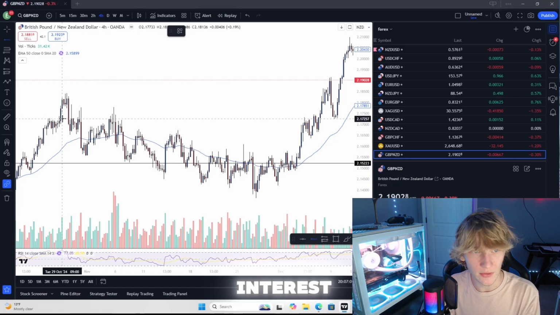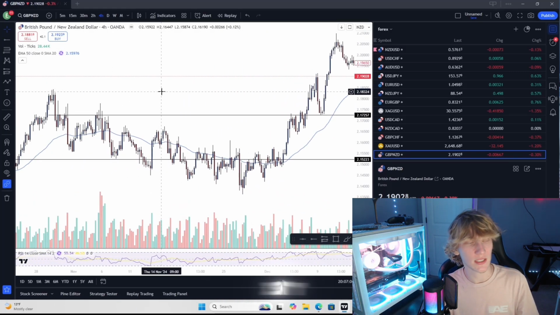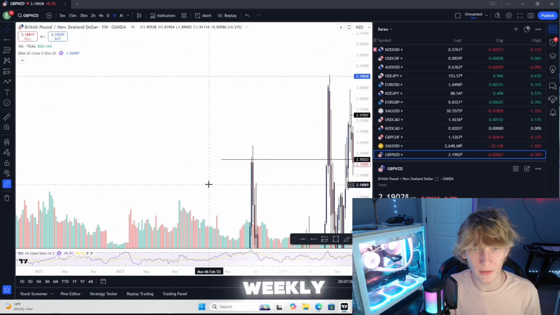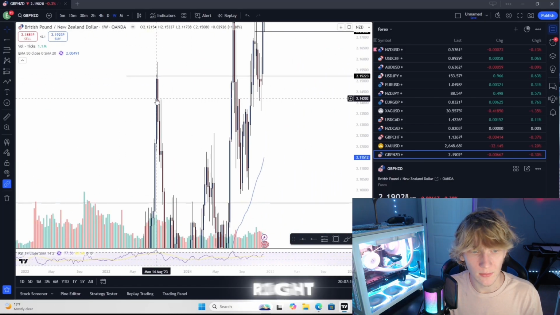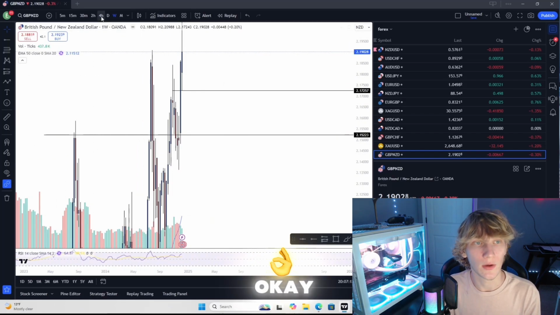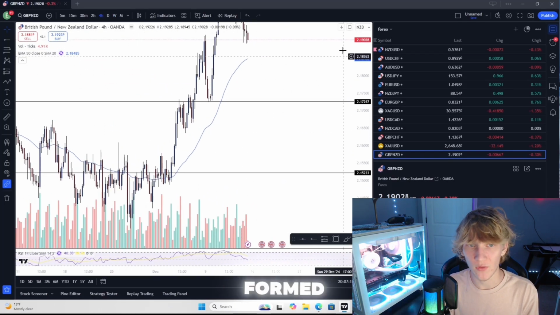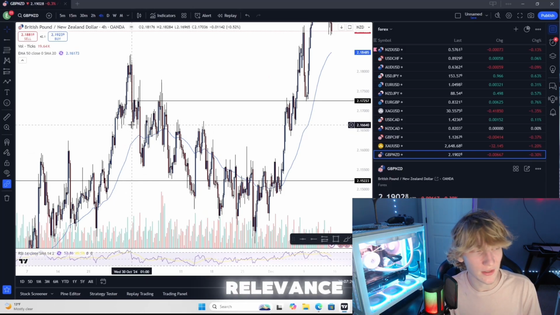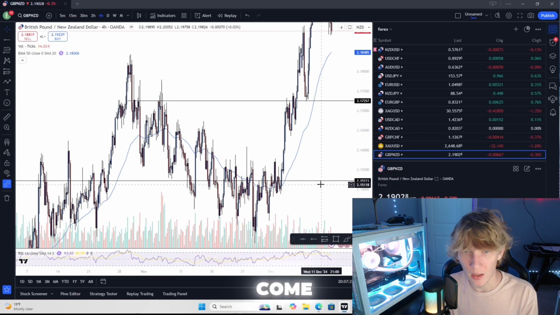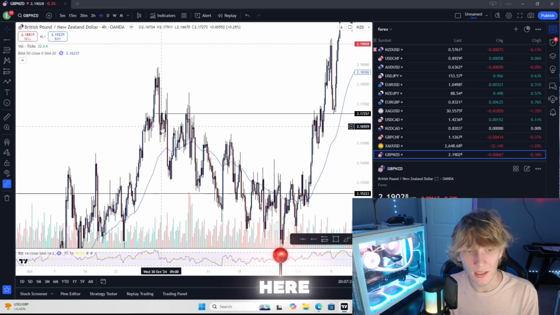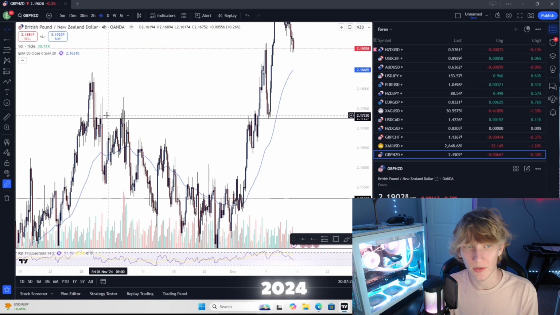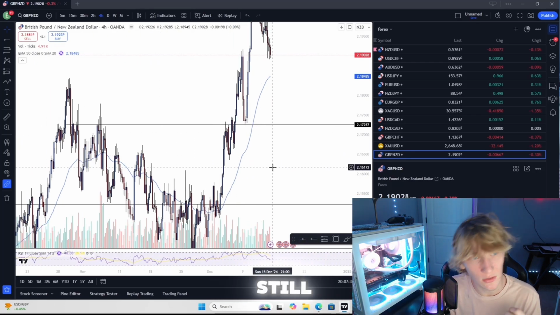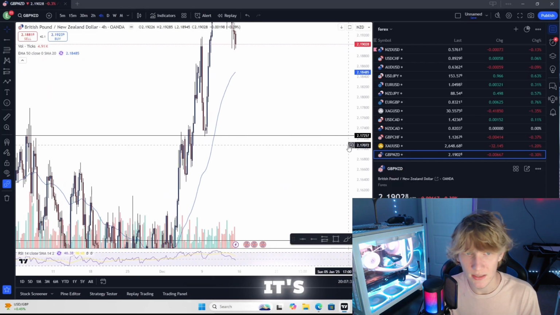So the difference between area of interest and a minor area of interest. A minor area of interest isn't as deep in time, right? So if we go back to this weekly, when's the first time we saw this touch? It was August of 2023. That was a long time ago, right? That got formed a very long time ago. So it's going to have a lot more relevance to liquidity when we come back and touch that. And back here, this was October of 2024 was the touch on this. Still an area of interest, but it's a minor area of interest. I still treat it like one, but you just got to understand it's not as deep.